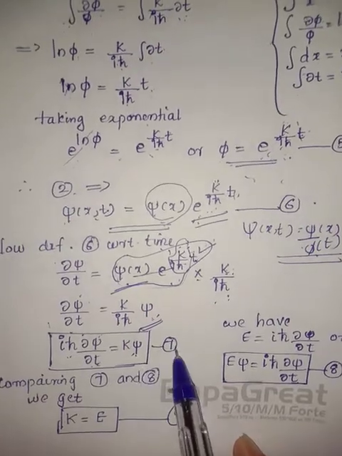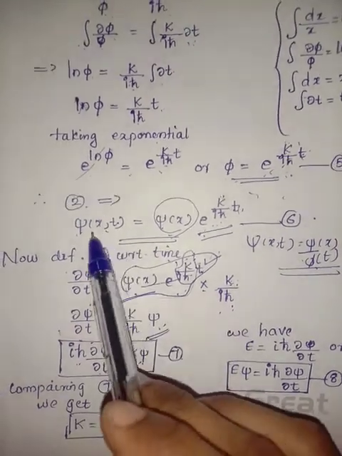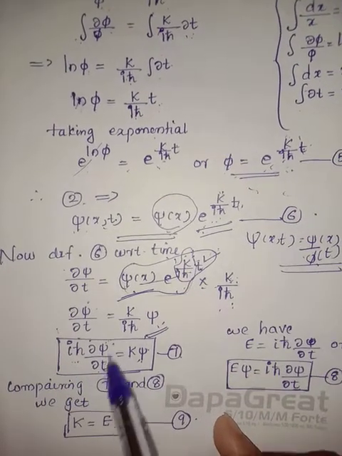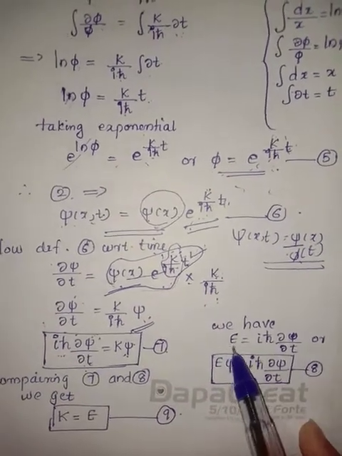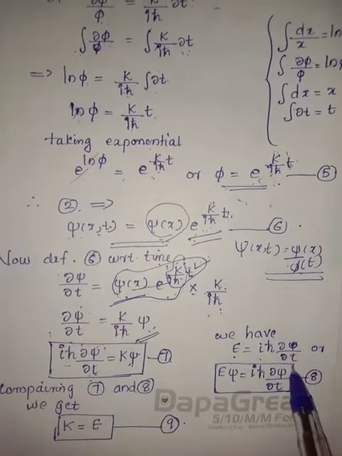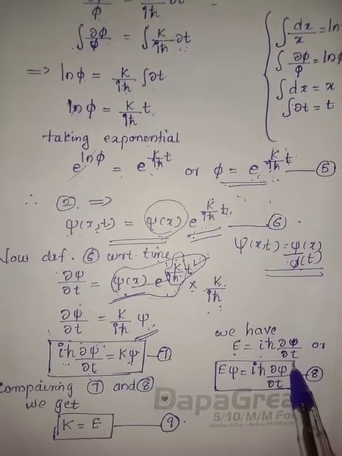This is equation number 7. So from the psi of x,t we are finding k psi is equal to iħ ∂psi/∂t. Already we have the energy operator. What is our energy operator? iħ ∂/∂t. It was our energy operator.